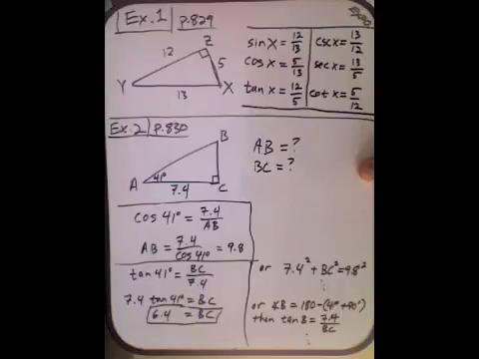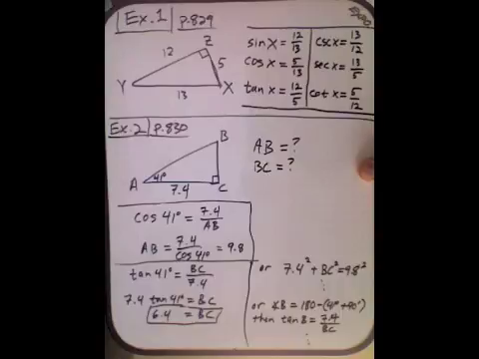It turns out that the best one to use is the cosine of 41 degrees, because that's the adjacent, or 7.4, divided by AB, the thing we're looking for. So that's perfect. Things we know, the cosine of 41 and 7.4, and then one thing we don't know, AB.